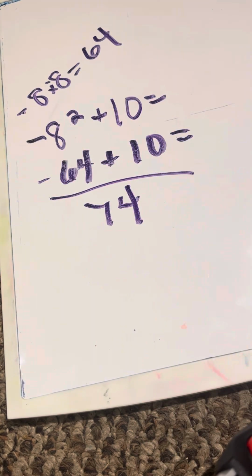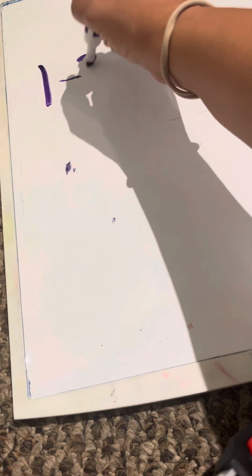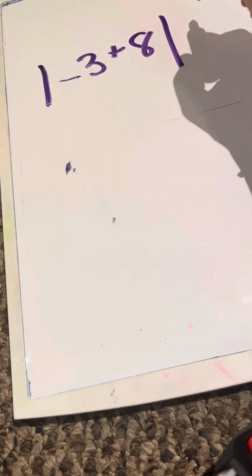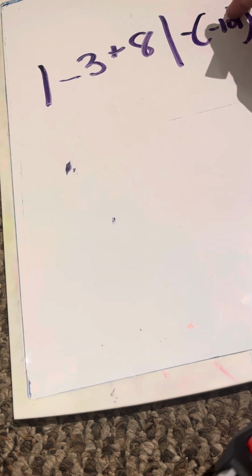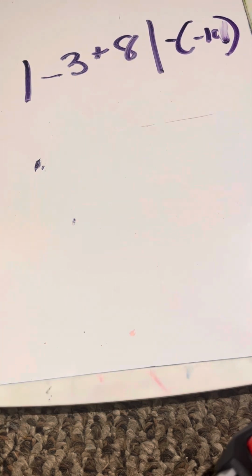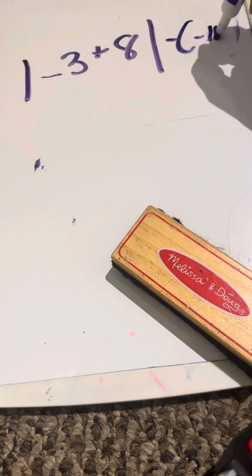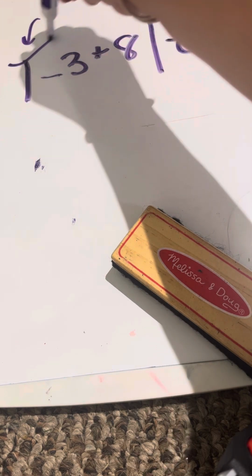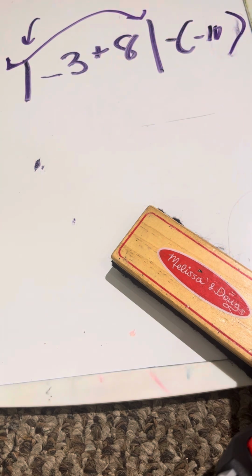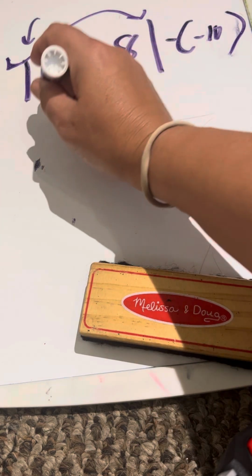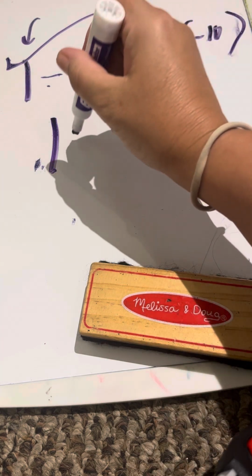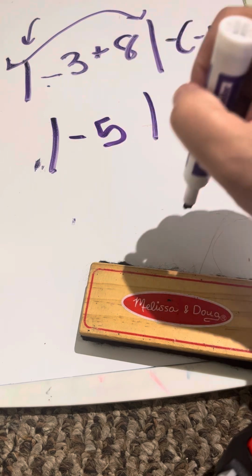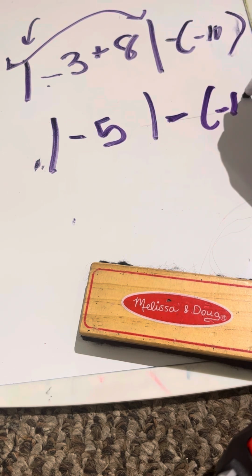Multiplication does cross out. The next one is the absolute value of -3 plus 8, minus -10. So when I said this bracket equals absolute value, we are looking for -3 plus 8. So -3 plus 8 is 5, the absolute value of 5, minus -10.